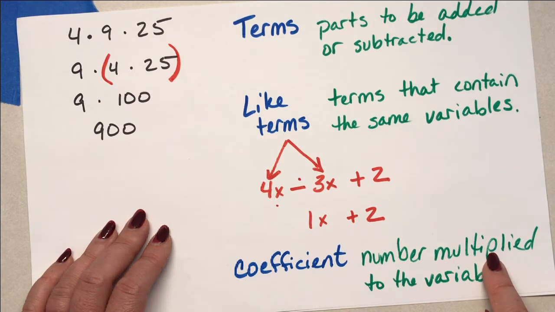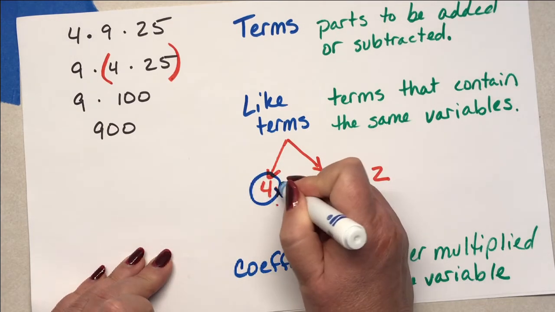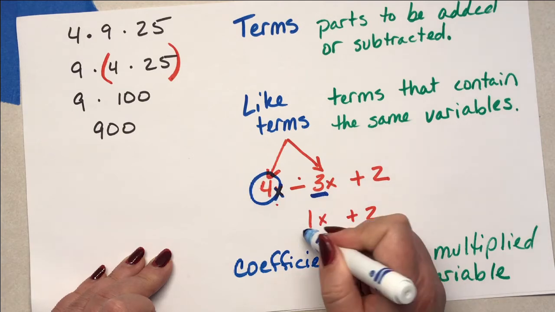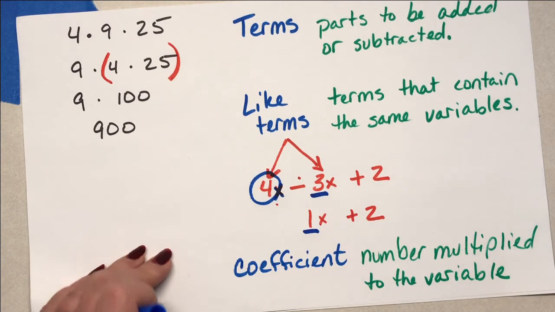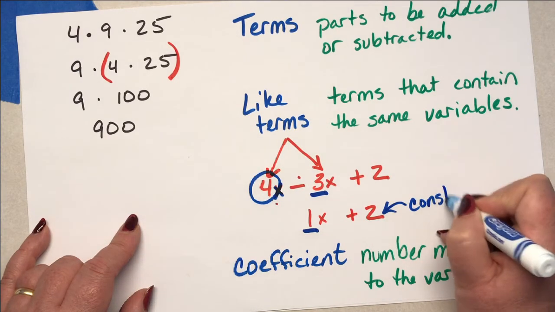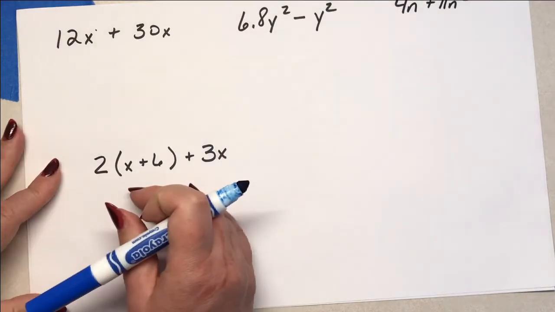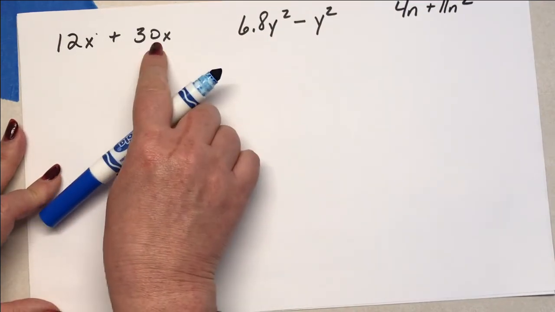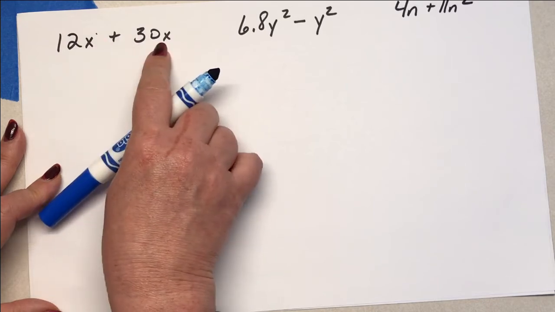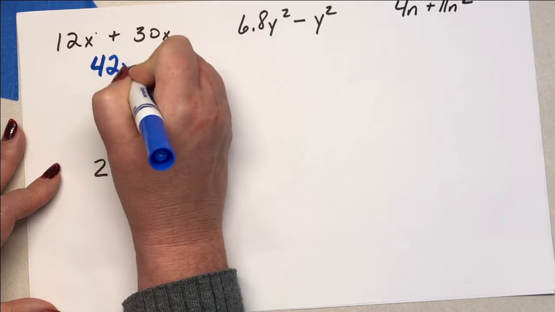Coefficient is the number multiplied to the variable. This 4 is a coefficient of x. This 3 is a coefficient of x. This 1 is an unnecessary coefficient of x. And remember, because this does not have a variable, this is called a constant, because no matter what you do, 2 always equals 2. Next thing they ask you to do is combine like terms. 12x plus 30x, because they both have an x, you can combine these, and this is just addition. You're adding the coefficients. 30 plus 12 is 42x.